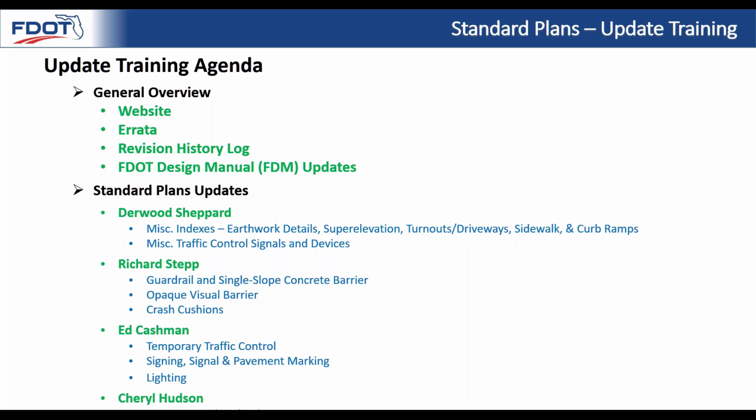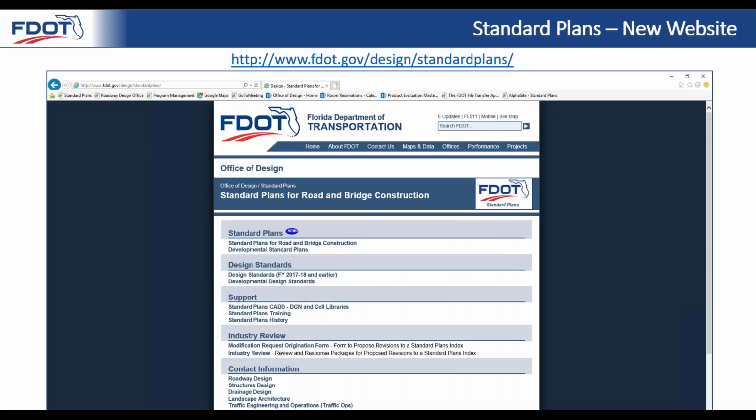So for the website, there's not a lot of major changes this cycle. After we did our transition from design standards to standard plans, we redeveloped the site to make it a more central area to access both the standard plans and previous versions of design standards, along with some of the support documentation. One thing I do want to point out is under the support information, the CAD files: if you click on this link, it will always take you to the current version of the standard plans and those associated DGNs.